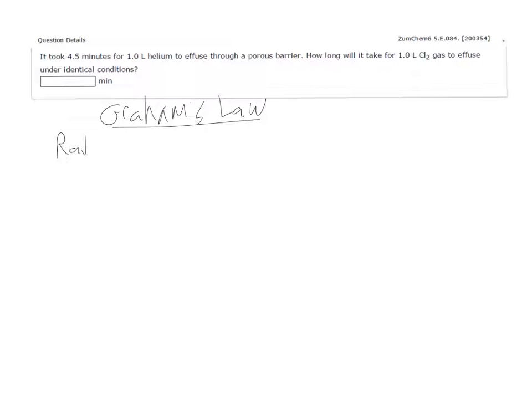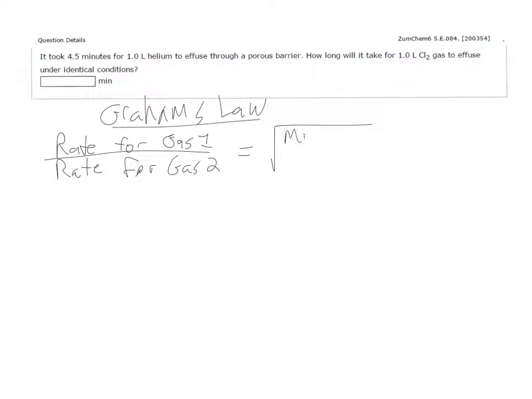Graham's law says that the rate of effusion for gas 1, whatever one we choose to list first, over the rate of effusion for gas 2 is equal to the inverse of the square root of their molar masses.